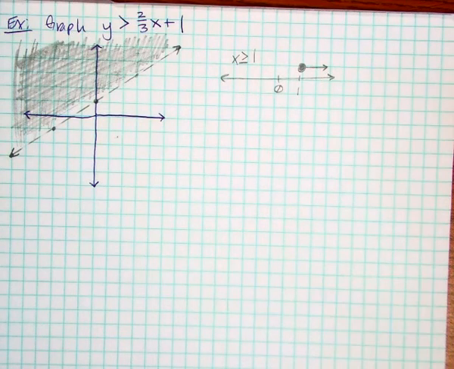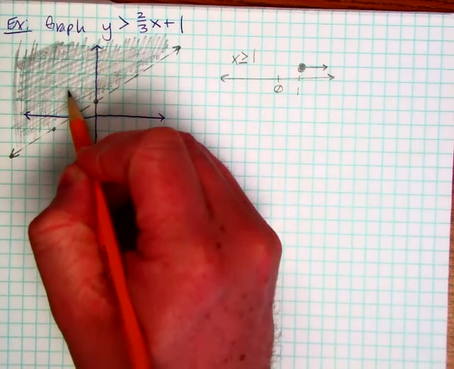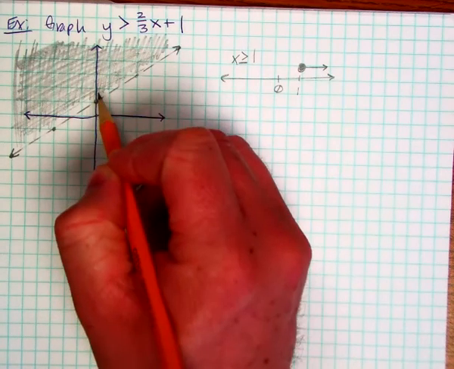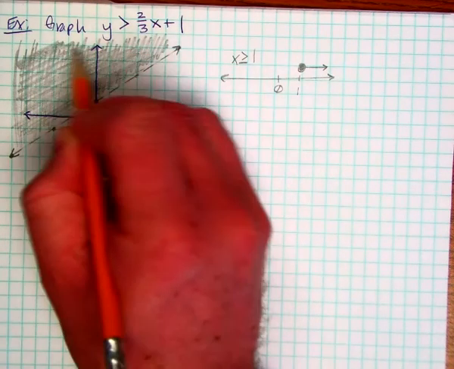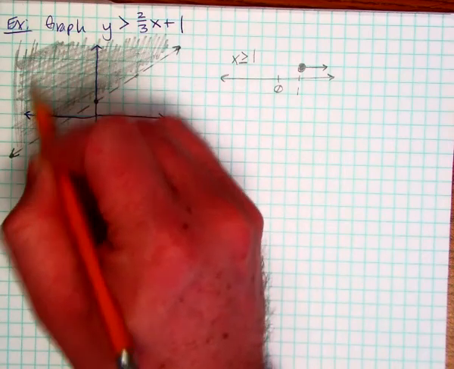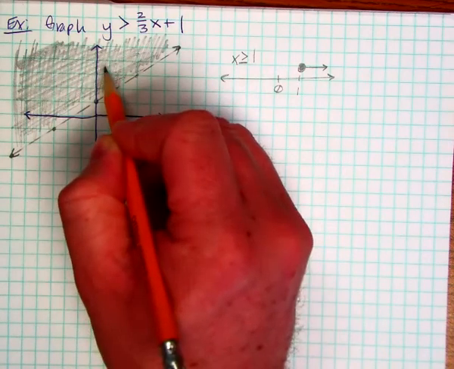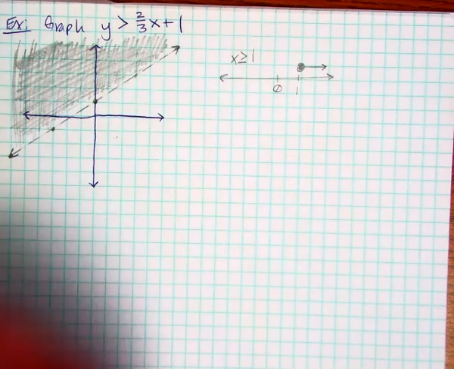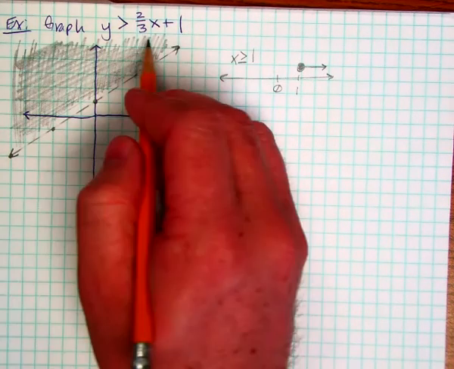What this means is that any point, any random point, that is in this shaded area, I don't care if it's down here, way up here, way over here, if I pick any random point and plug it into this inequality, x comma y, it will give me a true statement.